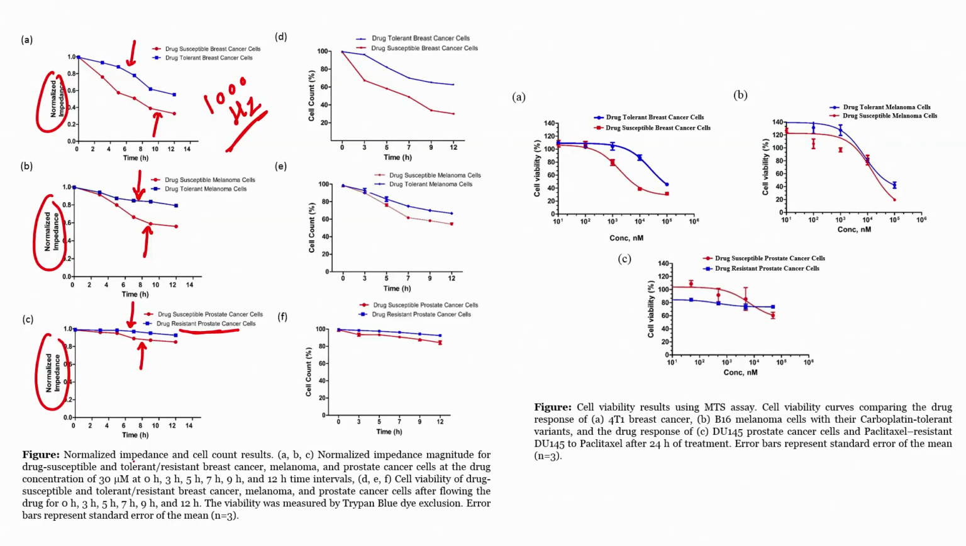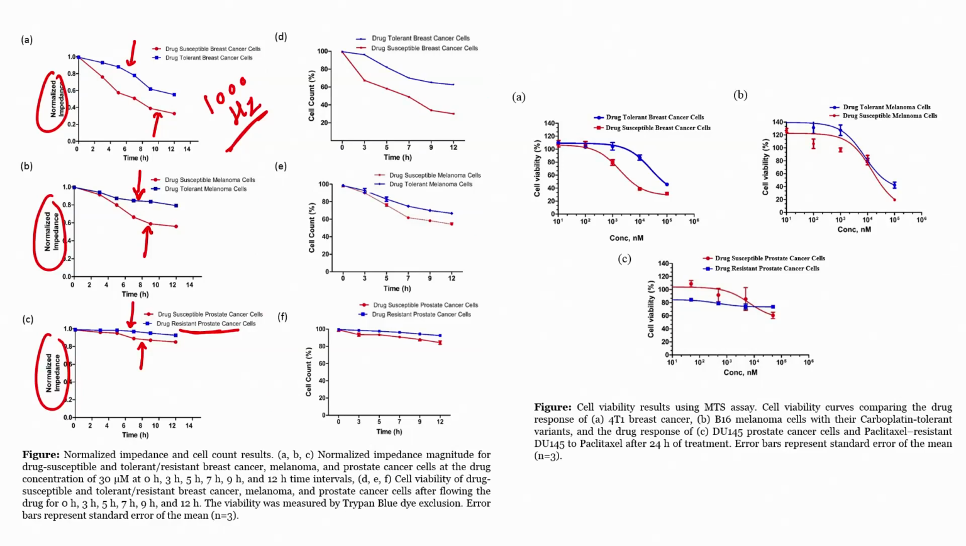And what we can see here in A, B, C is the normalized impedance magnitude for drug susceptible and tolerant or resistant breast cancer, melanoma and prostate cancer cells at a drug concentration of 30 micromolar at 0 hours, 3 hours, 5 hours, 7 hours, 9 hours and 12 hours time intervals. So, this is for 30 micromolar concentration. Now, what are these D, E and F?